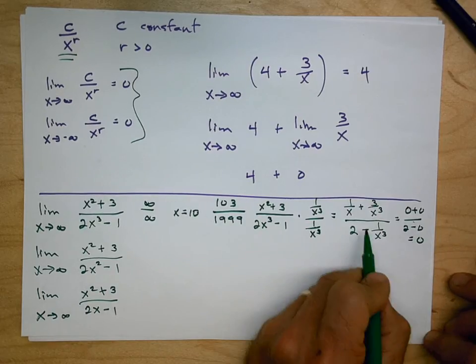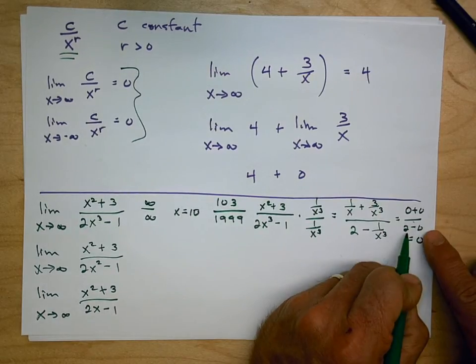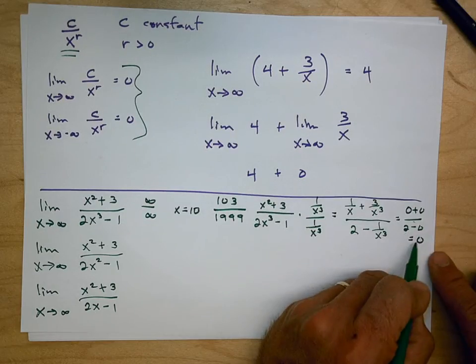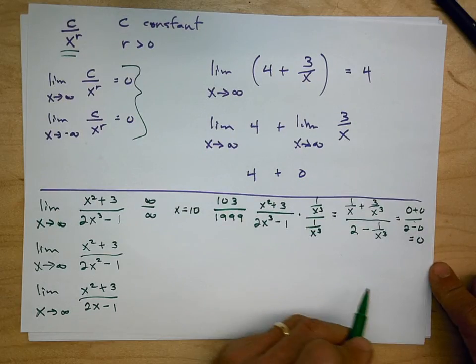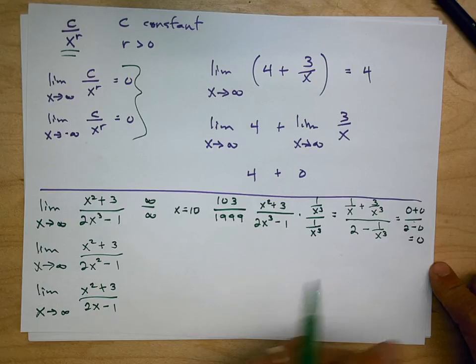The important thing here is that my denominator wasn't 0. Otherwise, I would have had 0 over 0, and I can't assume that that equals 0. That's an indeterminate form. Okay.